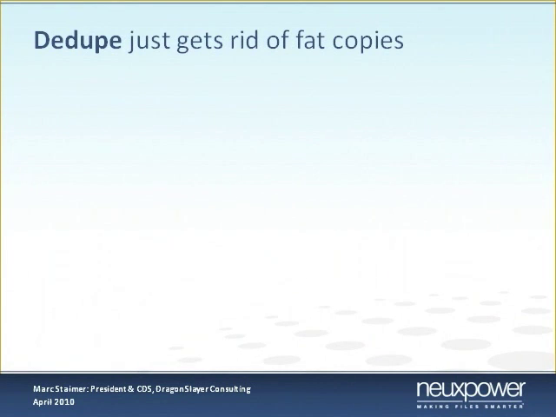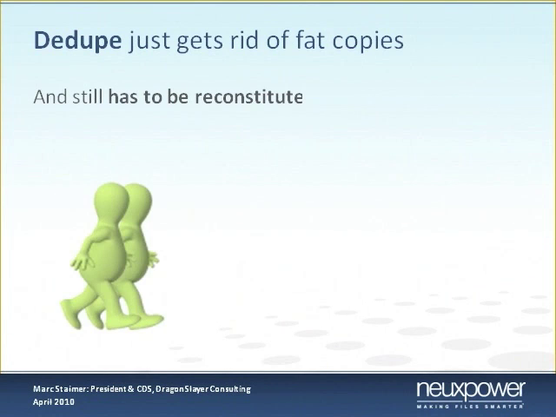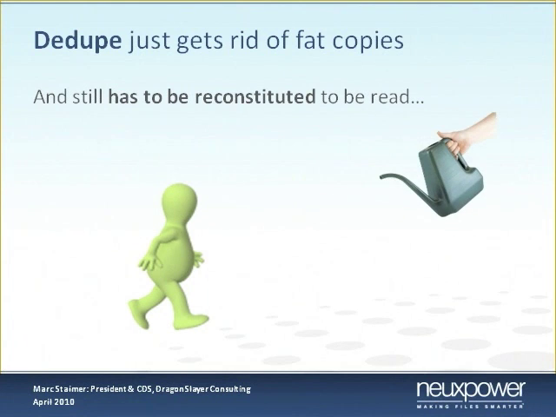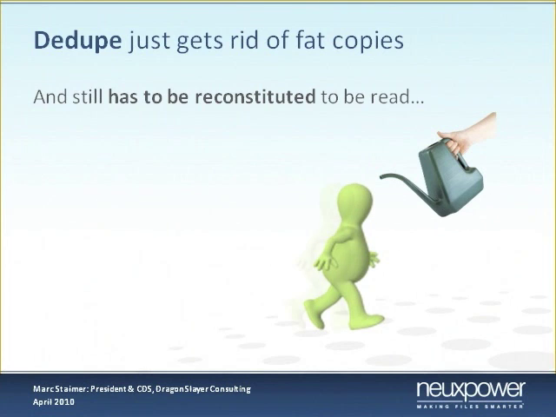Dedupe is designed to get rid of extra copies. In other words, if I have duplicate copies of my primary files and the data in those files, I'm going to get rid of those copies. But you still have to reconstitute whatever you're deduping. So when you start with a file or a block or a blocklet of data and you dedupe it, when you read it, you have to reconstitute it. So you're going to take time deduping it and you're going to take time reading it. Remember, time is a non-renewable resource. That adds to response times because you're adding latency.